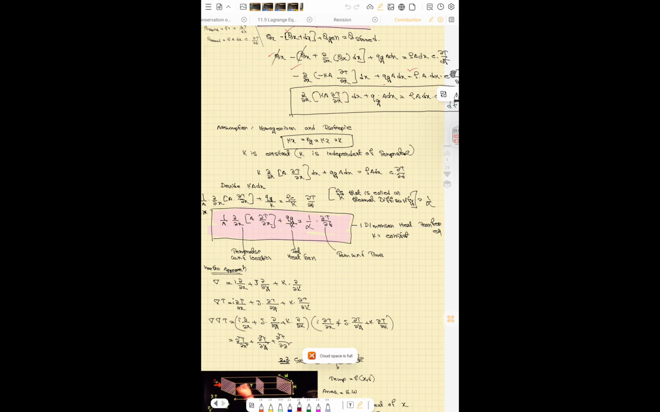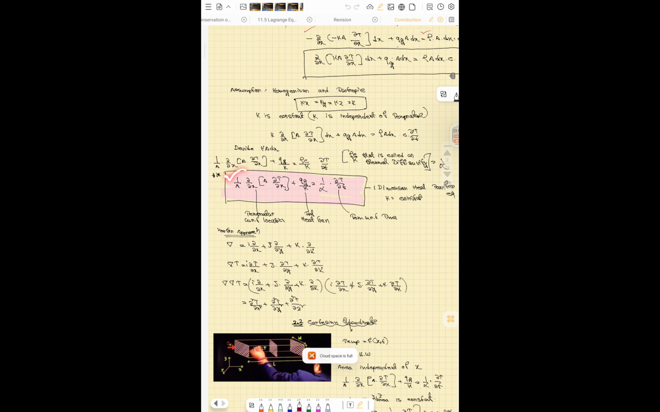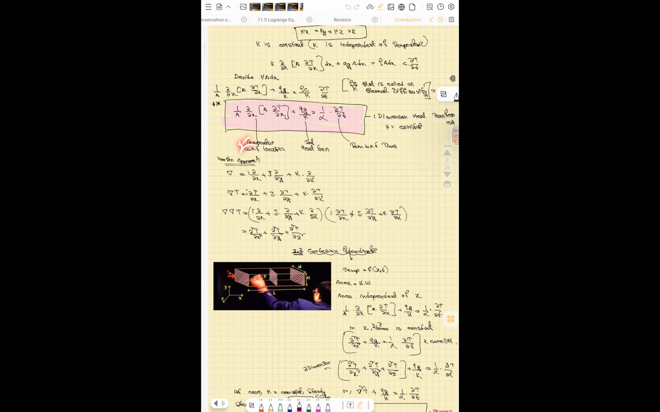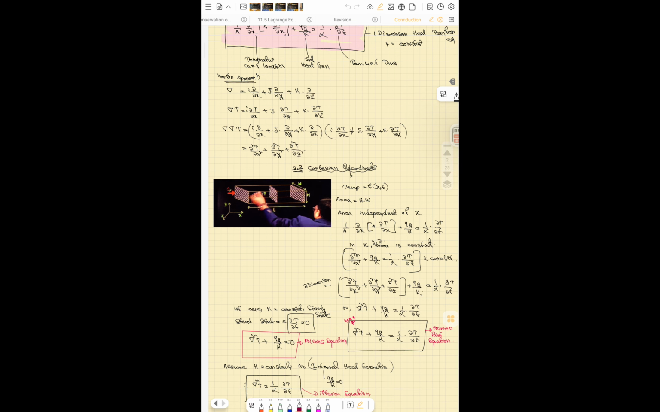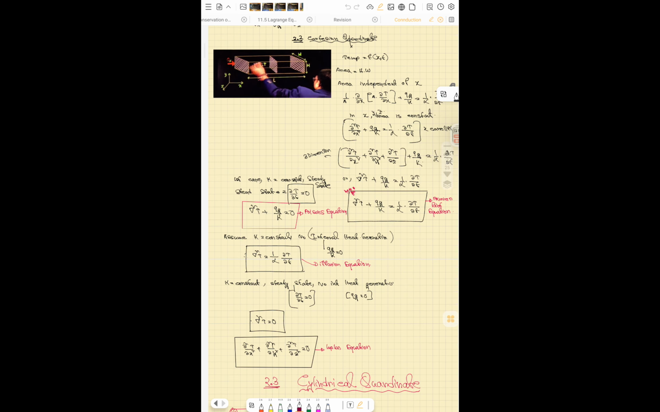This is the formula: 1 by area, d by dx into A into dT by dx, plus qg by k, equal to 1 by alpha into dT by dt. This is temperature with respect to location, internal heat generation, temperature with respect to time. Okay, then this is the vector approach. Then Cartesian coordinates, where h into w is the area.